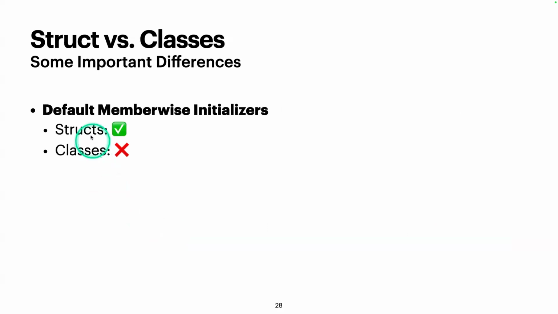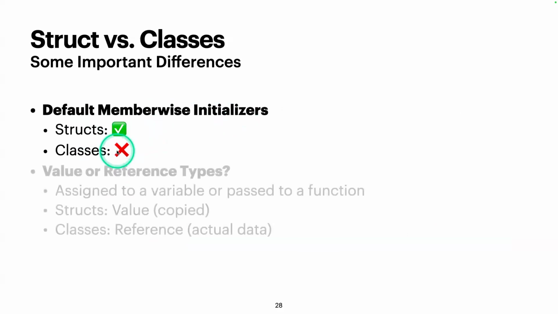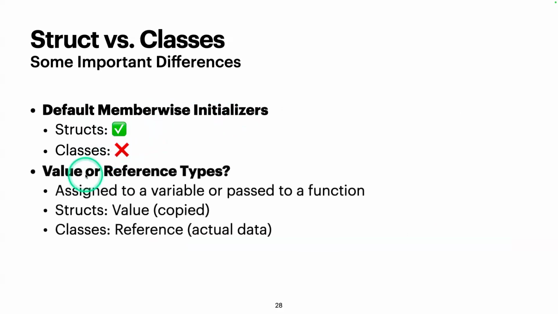So just to recap, structs have default member-wise initializers where classes don't. So for classes, you need to provide an initializer. And the main difference is what we call value semantics versus reference semantics. When we assign an object to a new variable, or when we pass that object into a function, structs get copied. So when we assign a struct to a new variable, the value gets copied, or vice versa if we pass it to a function. But classes conform to reference semantics. We're basically passing references around, so we're not copying at all.